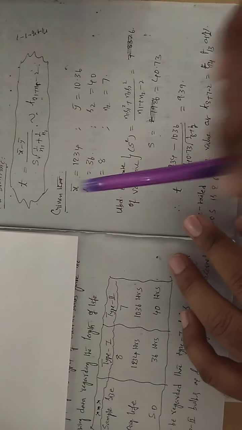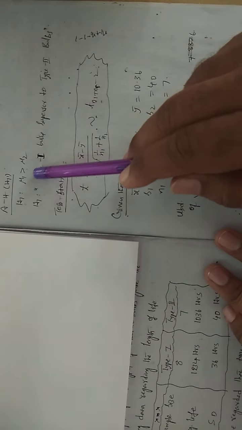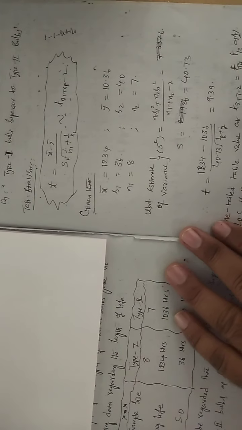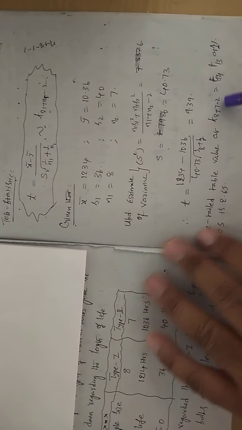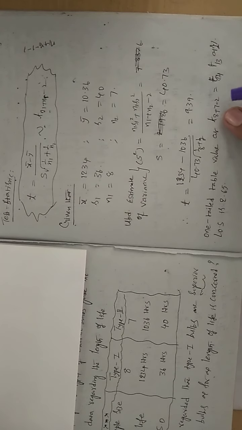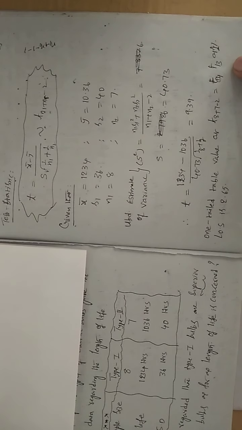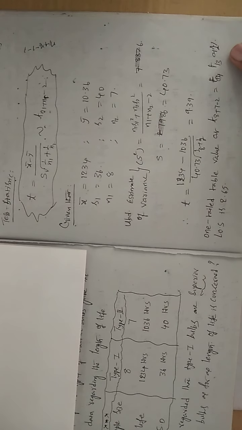So based upon the sign, what is the test? One-tailed test. But what are the degrees of freedom? 8 plus 7, the first sample size 8 plus the second sample size 7, minus 2. Minus 2 is the constant. So 8 plus 7 minus 2, 15 minus 2, how much do you get? 13. Again at 5%, but here let us go for a change, at 1% I will check.